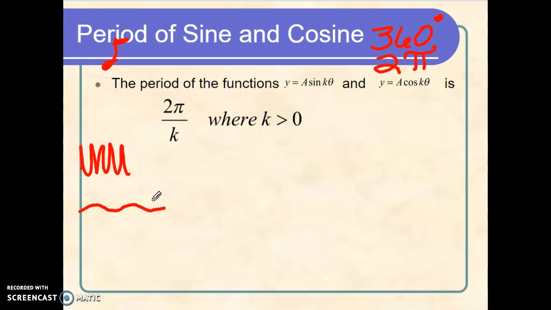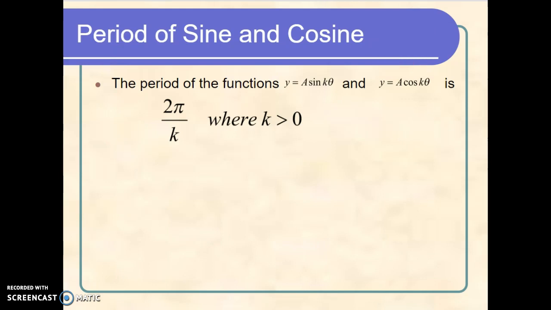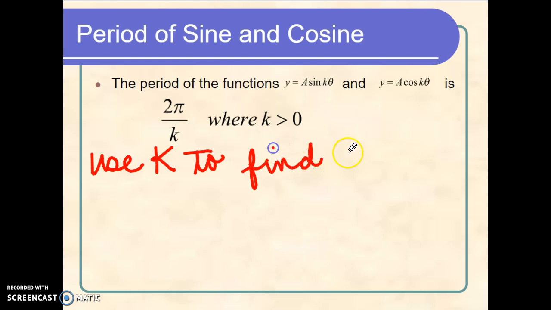So those have different periods, and notice we didn't change the amplitude. The amplitude is a different scenario. That's going to change the max and the min of it. But here's the formula that we use to find the period. And the most common mistake is that people think that K is the period. K is not the period. We use K to help us get the period. So the period formula is 2 pi over K. And so we have to identify what K is to help us find the period.